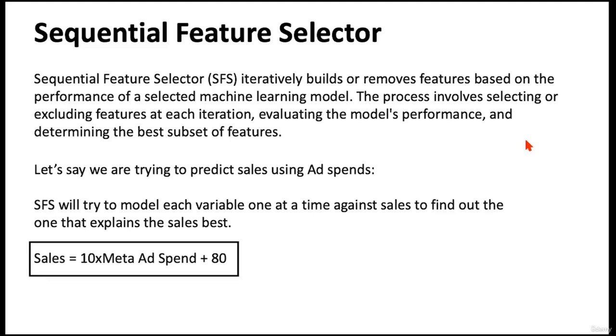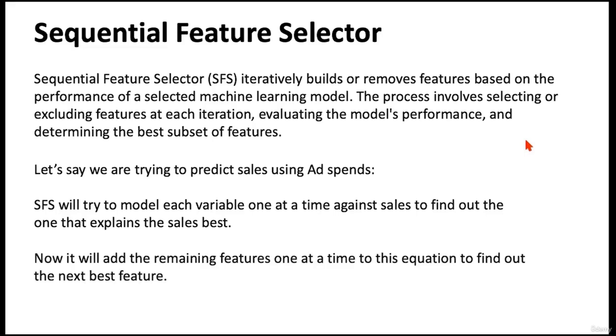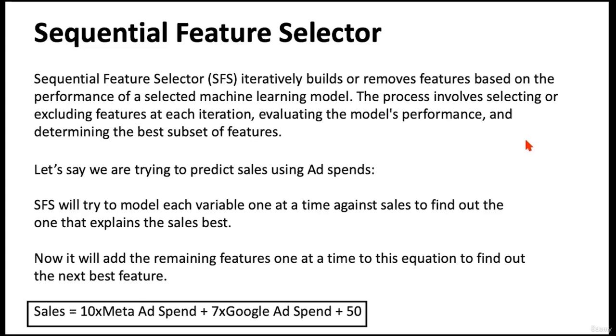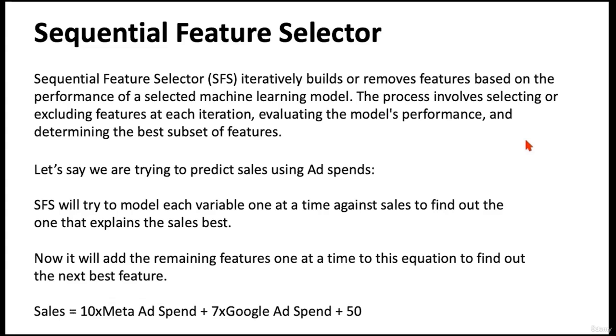It'll come up with an equation like this. So sales being predicted with the help of Meta ad spends alone, because amongst the other choices that we gave as an input, only the Meta ad spend piece seemed to be best associated with sales. But if you have other choices left and you have to take one more feature, then it's going to compare between those two features. Now the remaining features will be added one at a time to this equation that we just got to find out the next best feature. And let's say that turns out to be Google ad spend, then you will update your sales equation like this. So this is kind of building a model, taking one feature at a time.